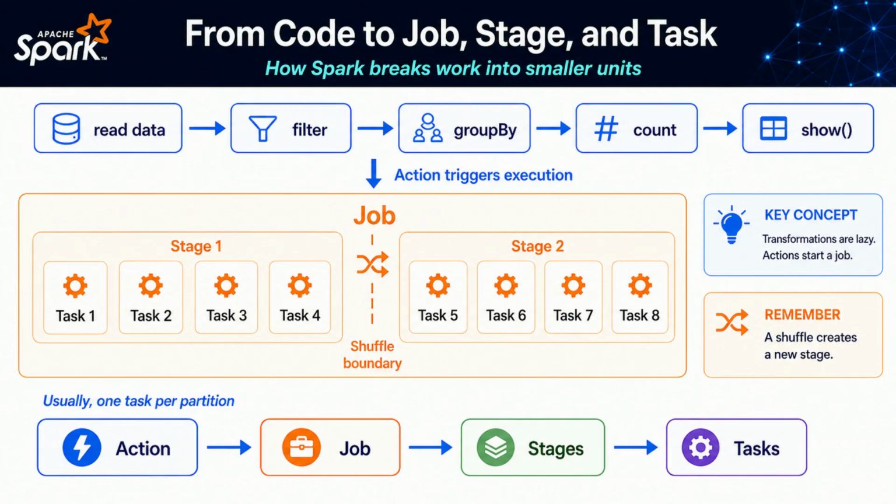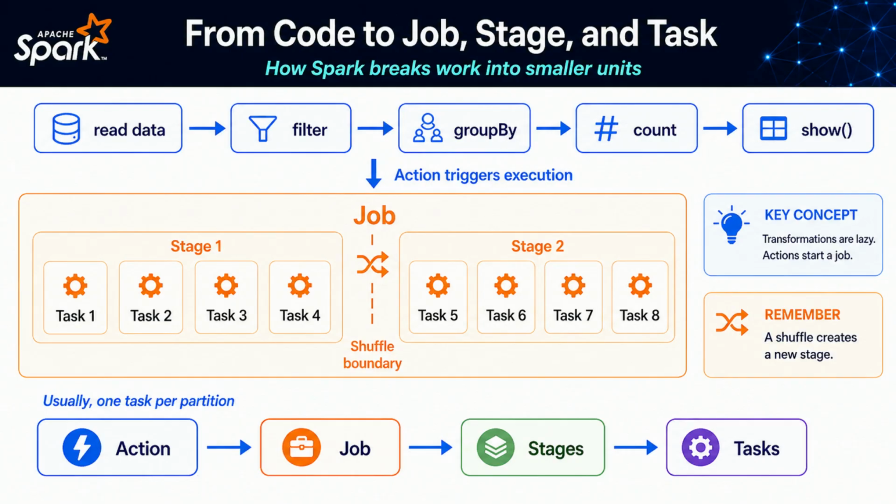A job gets split into stages, and each stage gets split into tasks. Stages are separated by shuffle boundaries, which happen when data needs to move across the cluster, like after a groupBy or join. This movement of data is necessary to reorganize it for further processing. Tasks are the smallest units of work, and they run on executors. Executors are the workers that perform the actual computation.